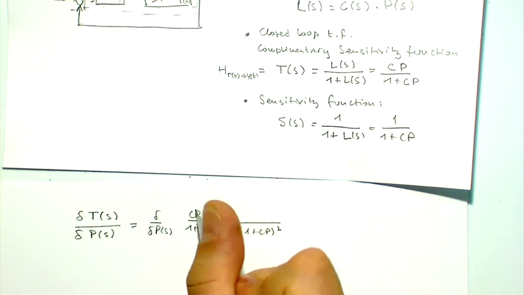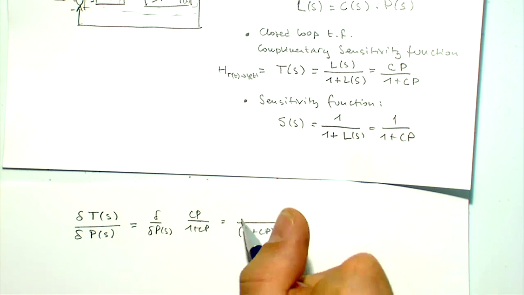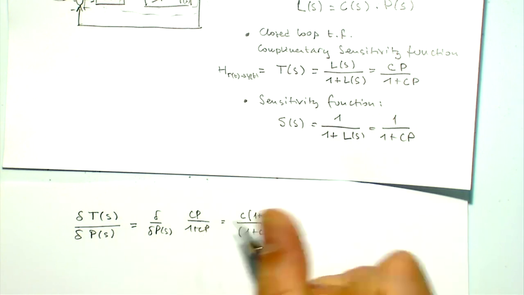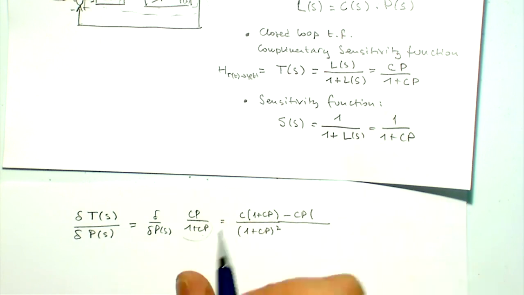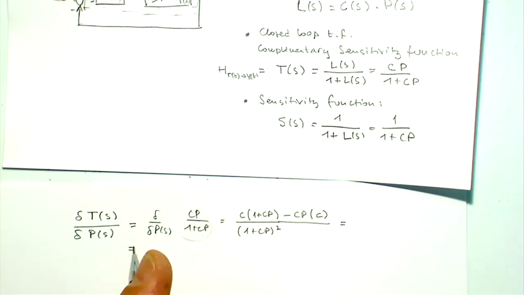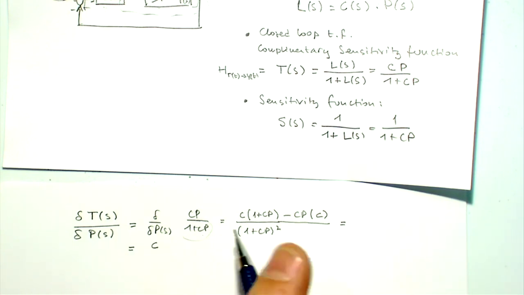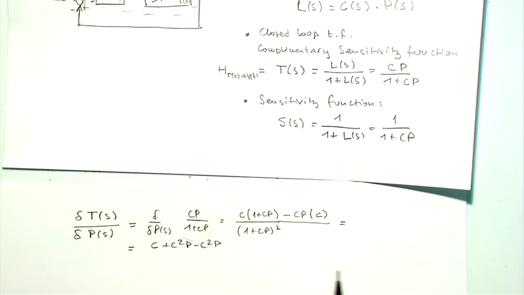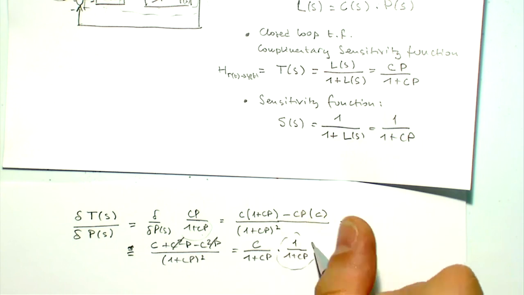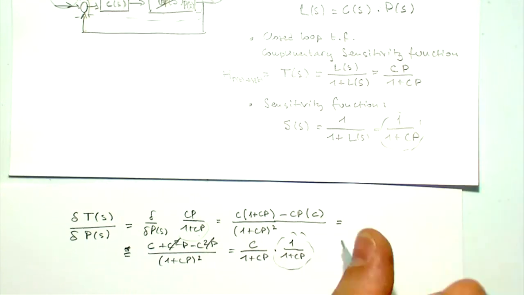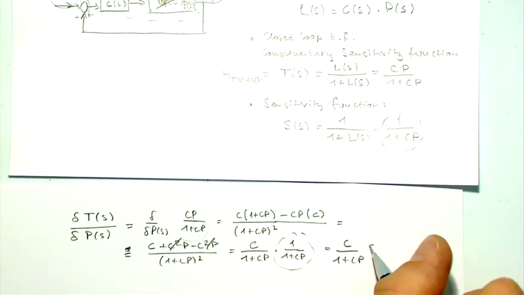At the numerator, we put the derivative of the numerator, and we're deriving with respect to P, so it's C times the denominator not derived, minus CP times the derivative of the denominator with respect to P, which is just C. So this is a complicated way of saying C plus C squared P minus C squared P over (1 plus CP) squared. This and this goes away, and you can see that it can be expressed as C over 1 plus CP times 1 over 1 plus CP. And this is the sensitivity function that we saw here. So this is C over 1 plus CP times the sensitivity function.